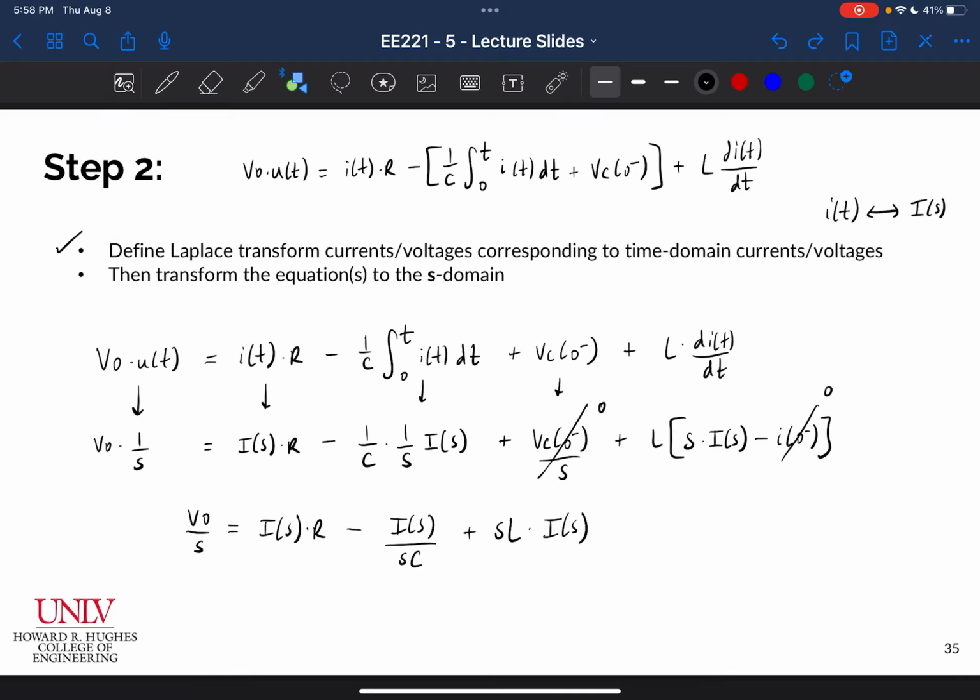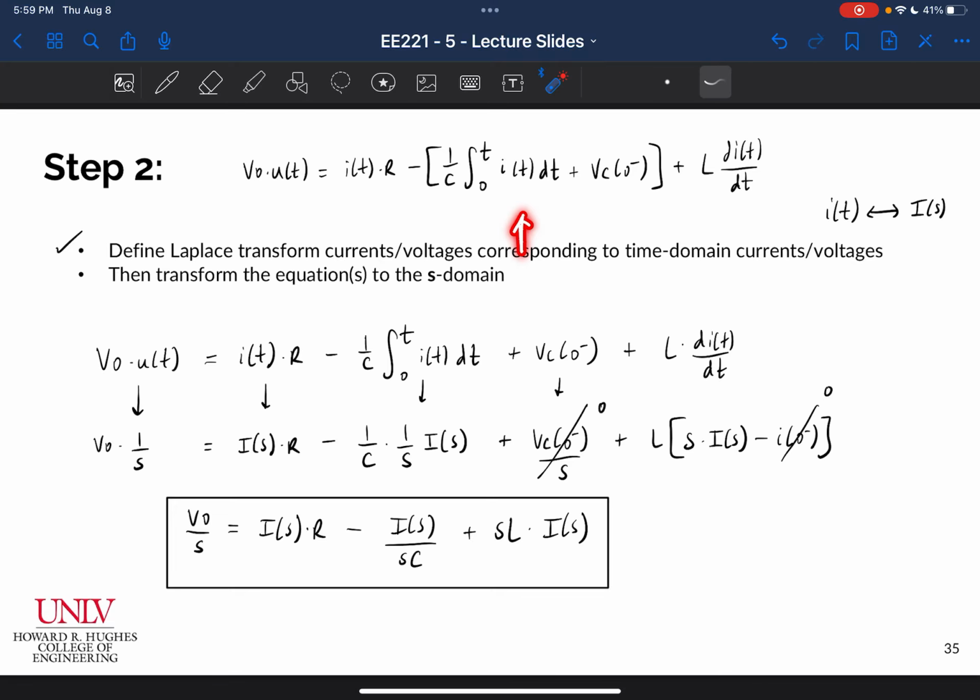And so you can see already how we basically just converted a very difficult integral differential equation into a very easy to solve algebraic equation, right? We can now factor an I of s out of this and pull an R, a minus 1 over sC, and sL. And what do we have? We just have a really easy circuit to solve for I of s. It's really not going to be that difficult. And then that's going to be what we do in step 3. And in step 4, it's going to be transforming this thing back to the time domain, okay?